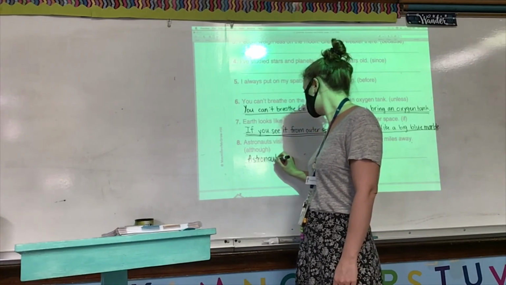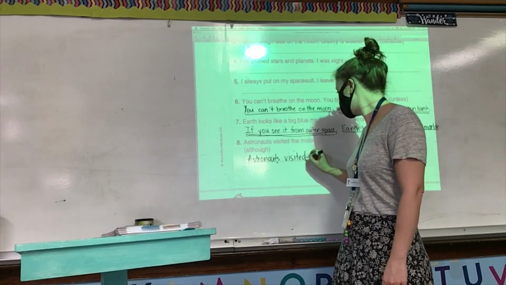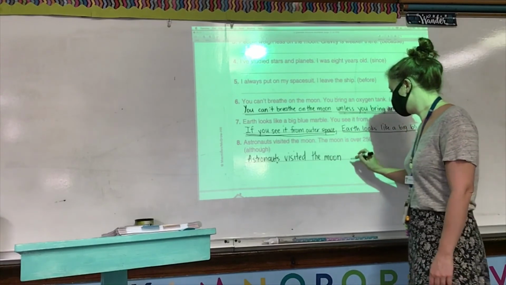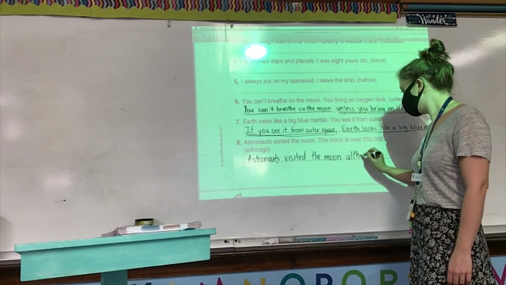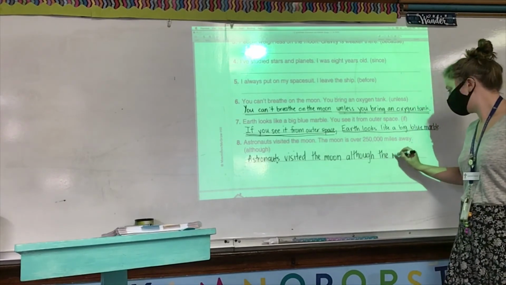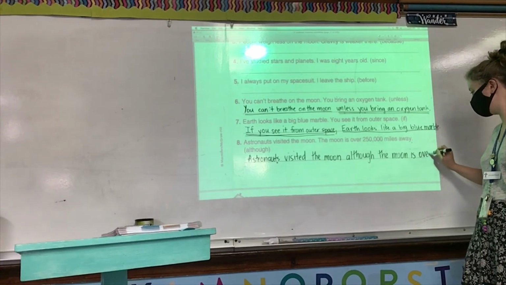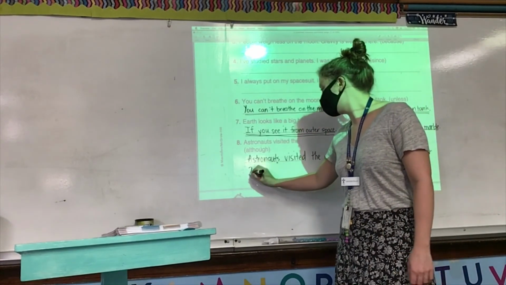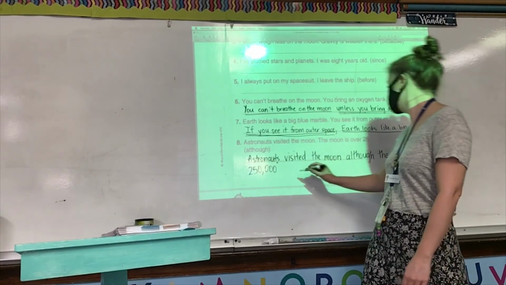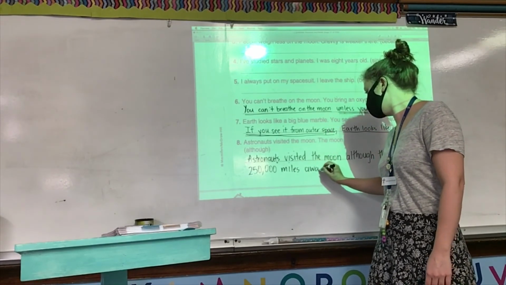Astronauts visited the moon, although the moon is over 250,000 miles away.